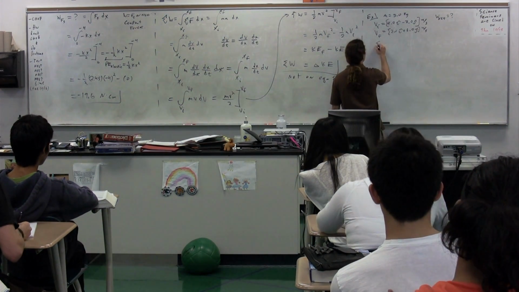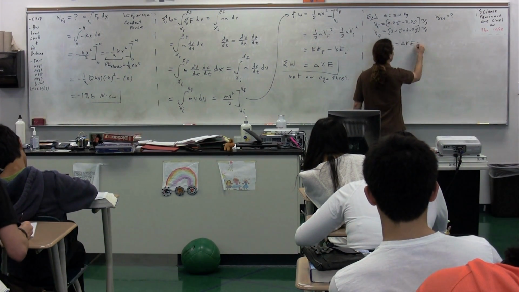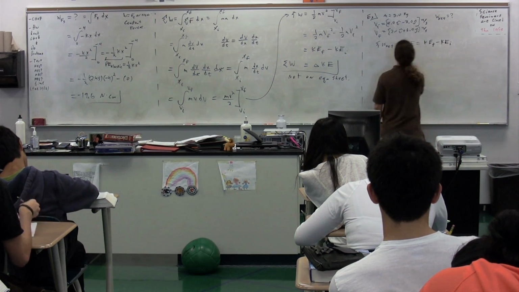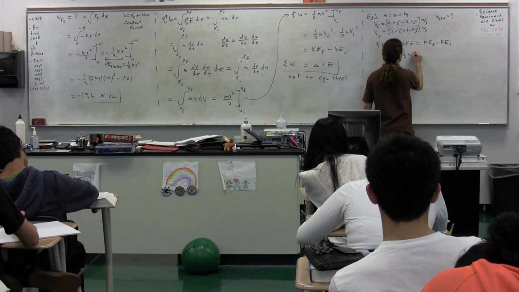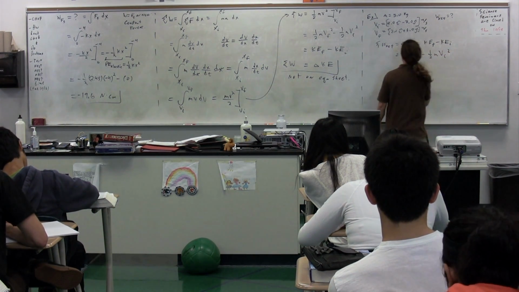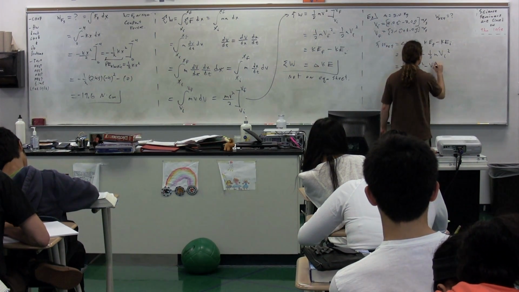The net work then equals the change in kinetic energy, equals the kinetic energy final minus the kinetic energy initial, or it equals 1/2 mass times velocity final squared minus 1/2 mass times velocity initial squared. So it's equal to 1/2 the mass times the velocity final squared minus the velocity initial squared.